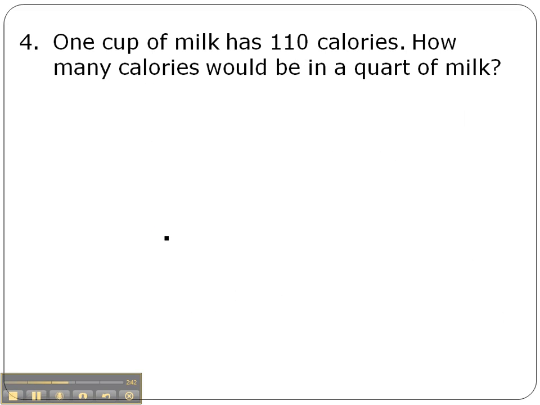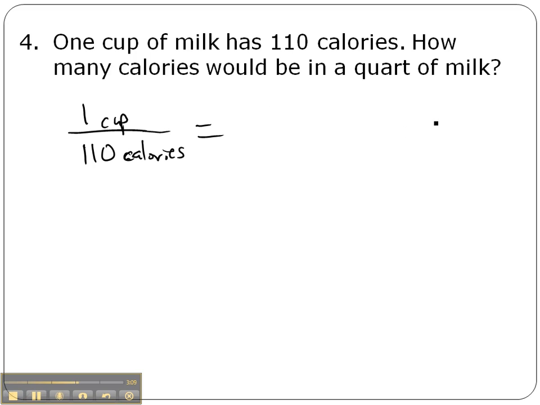Number 4, 1 cup of milk has 110 calories. So let's write a rate: 1 cup for 110 calories. We want to know how many calories would be in a quart of milk. So I want to put quart. I have the cup of milk on top. I want to figure out how many cups are in a quart, so I can write the other side of this proportion.